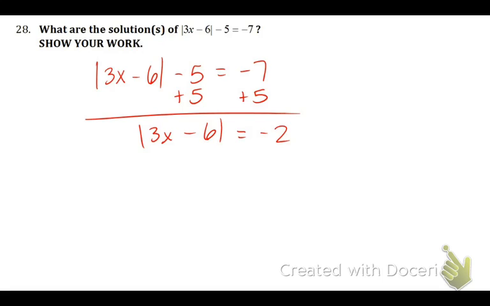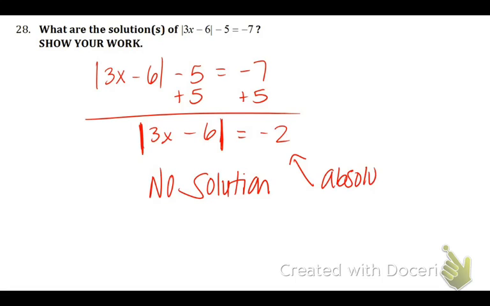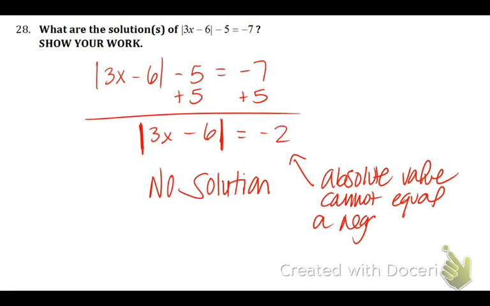Okay, let's think about this. Absolute value means we are going to get a positive or keep a positive. There is a negative on the other side. That means this won't work because you need to get a positive number. So that means there is no solution to this problem. Absolute value cannot equal a negative number.